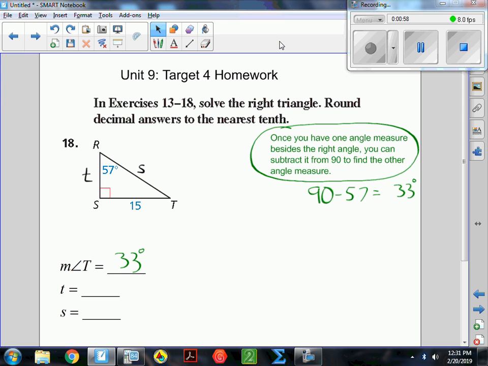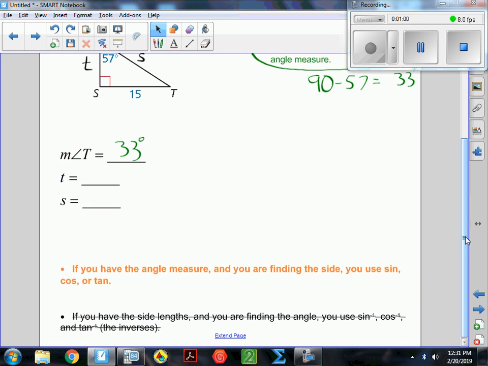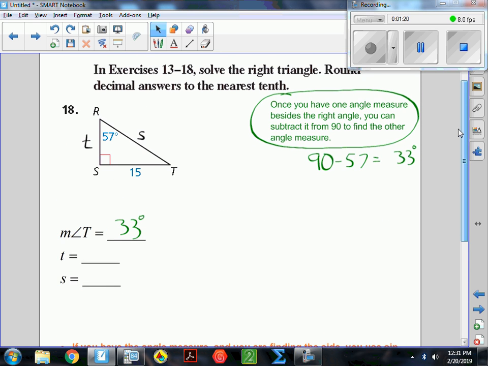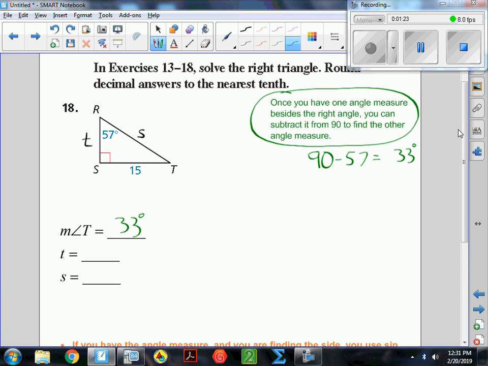To find T and S, I'm going to use my standard trig ratios. So in class, we talked about finding a side length or finding an angle. We'll determine what type of trig function you're going to use. So in orange, I have here, if you have the angle measure and you're looking for the sides, you're going to use the sine, cosine, and tangent. So if I look at the numbers I'm given, I'm going to use the 57-degree angle because that's what they gave me, just in case I made a mistake with the 33. I'm going to use the 15, which is the opposite. I'm going to label S as my hypotenuse. I'm going to label T as my adjacent.